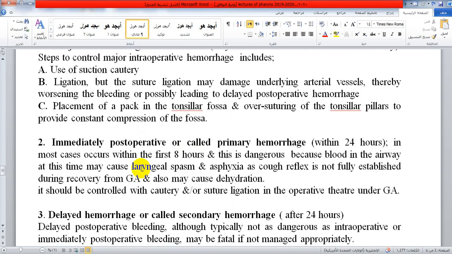Now we go to the immediately post-operative hemorrhage, or called primary hemorrhage, which is within the first 24 hours. In most cases, within the first 8 hours, and this is dangerous, especially in the early hours. Why? Because the blood in the airway at this time may cause laryngeal spasm and asphyxia, as the cough reflex is not fully established during recovery from general anesthesia, and also may cause dehydration. It should be controlled with cautery and or suture ligation in the operative theater under GA.